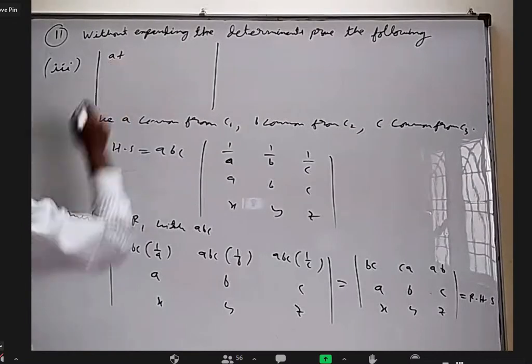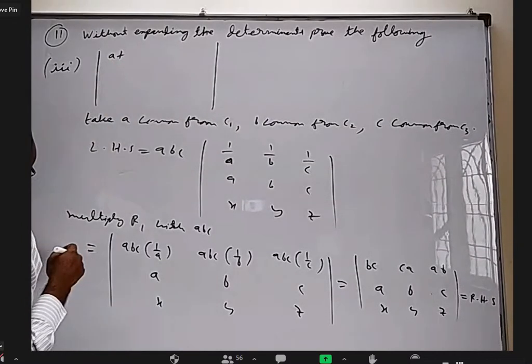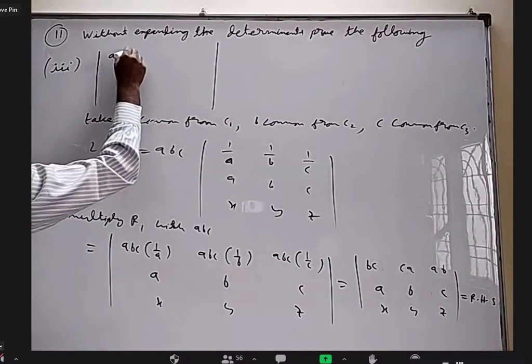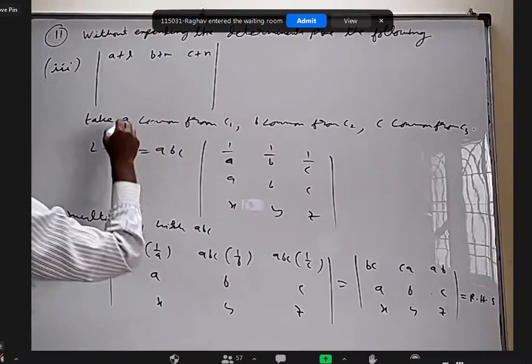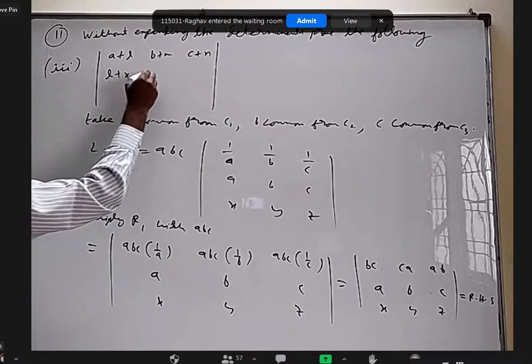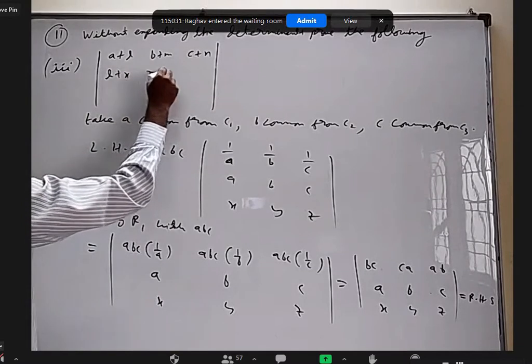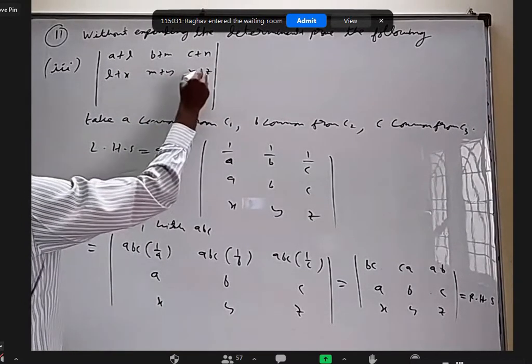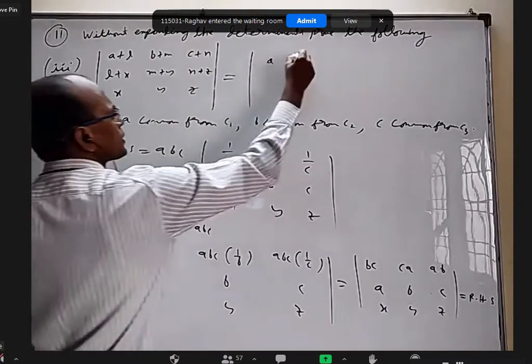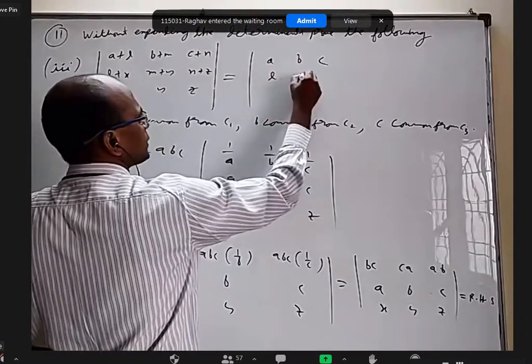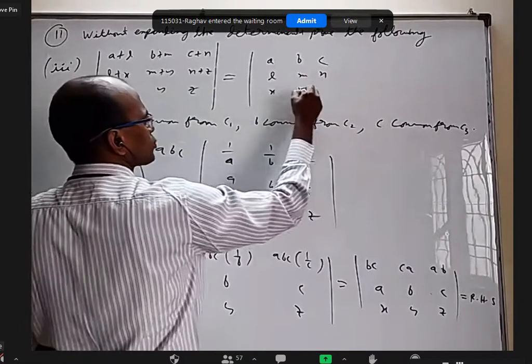A plus L, B plus M, C plus N; L plus X, M plus Y, N plus Z; X, Y, Z. You have to show it is the same as ABC, LMN, X, Y, Z.